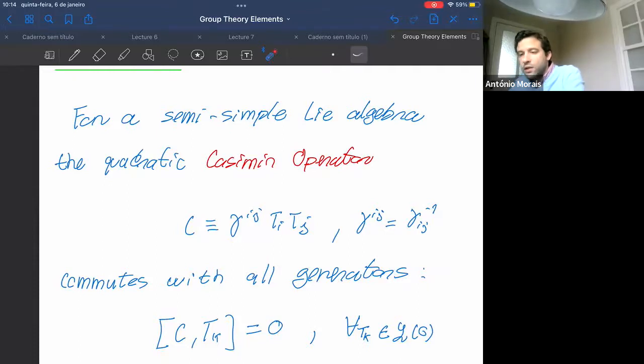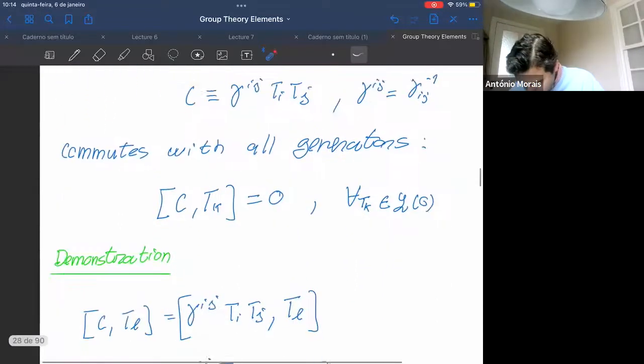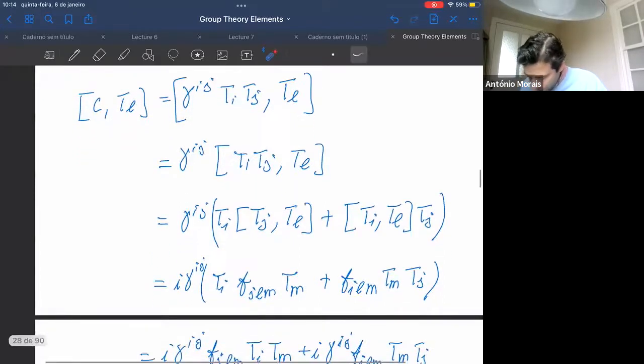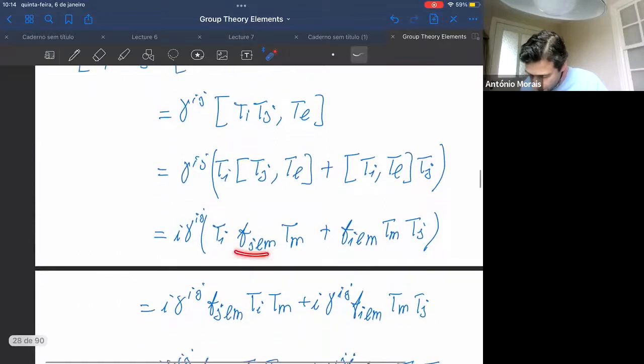L squared, you can think in terms of S squared if you are really talking about SU(2). So it's the square of the angular momentum, in this case the spin, that commutes with the three Pauli matrices, and this is something that you are aware of. I will not go into the details of the demonstration, but it is not difficult. Just plug in the definition of C with Tl, and then you play around with these indices, and you find out that you have the metric here. Sorry, the structure constants showing up.